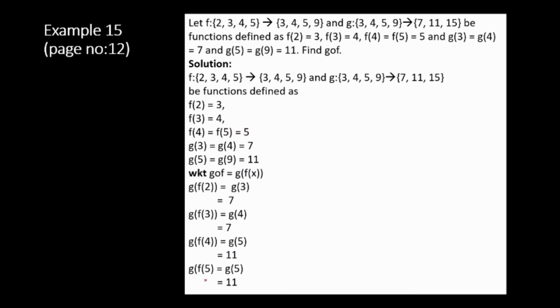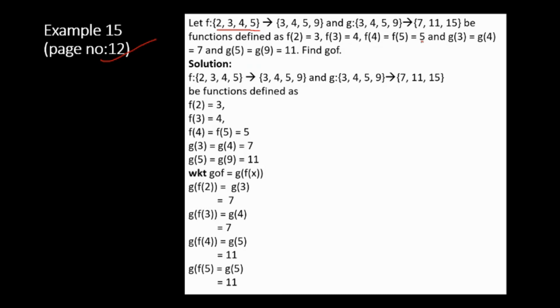Now we'll go for your textbook example. It is example 15, page number 12. You just make a note. Let the function f be such that 2, 3, 4, 5 are the elements, and g such that 3, 4, 5, 9 map to 2, 7, 11, 15. The function is defined as f of 2 is equal to 3, f of 3 is equal to 4, f of 4 equal to f of 5 equal to 5.